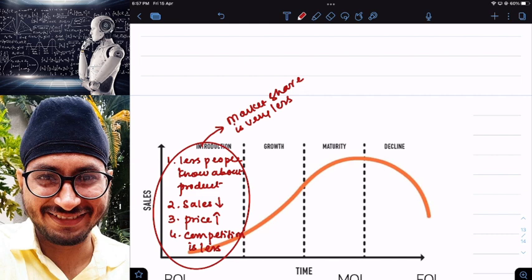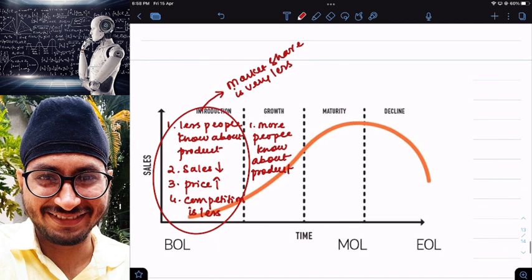Now imagine a company's introduction stage is over. Now it enters into which stage? Growth stage. In growth stage, what will happen? More number of people will come to know about my product. Since more people know about the product, what is going to happen? Obviously sales is going to increase. That is why I'm growing, right?